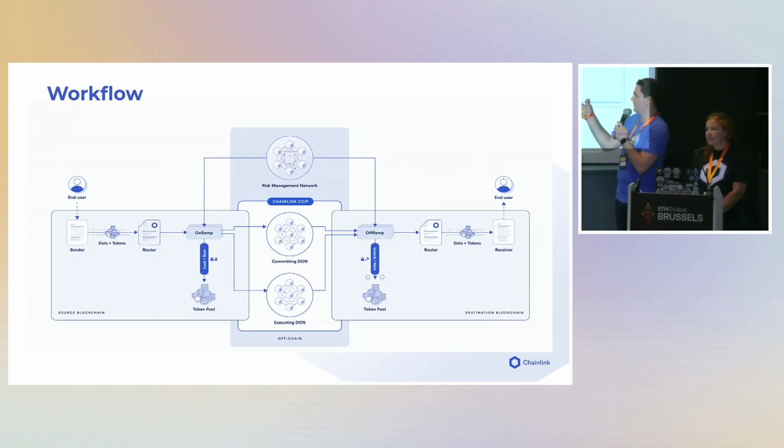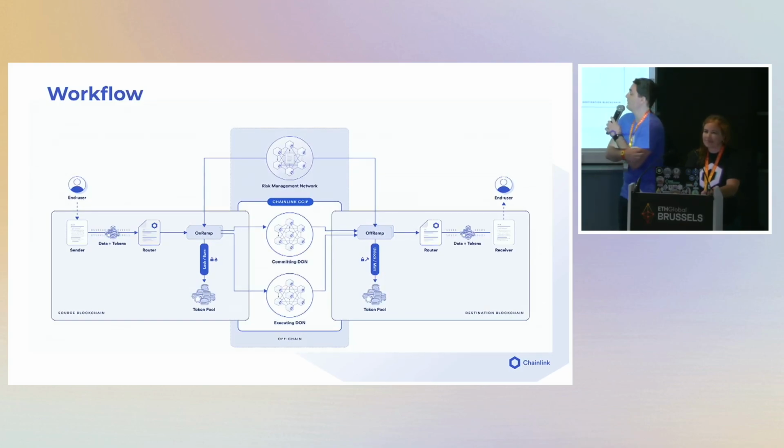The committing DON is listening for the events from the on-ramp contract, which will interact with the token pools if you're sending tokens, which is happening under the hood. Then it will post a report of that batch of messages on the other side to the commit store contract, which you cannot see on this screen, unfortunately. And then the risk management network will do the same thing and also vote on that batch of messages. So it can be either cursed or blessed.